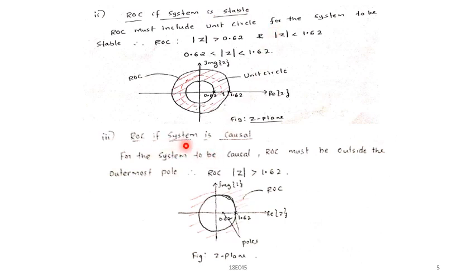Similarly, if I consider a system that is causal, for the system to be causal, the ROC must be outside the outermost pole. Here the outermost pole is 1.62 and I will consider the ROC outside that. So this is my ROC here. I draw a circle with a radius 1.62 and the ROC is outside the circle. Therefore I can define the ROC as mod z greater than 1.62. So these are the two ROCs for the system to be stable and causal. Now the last condition: you have to find the impulse response for the system to be stable and the system to be causal.